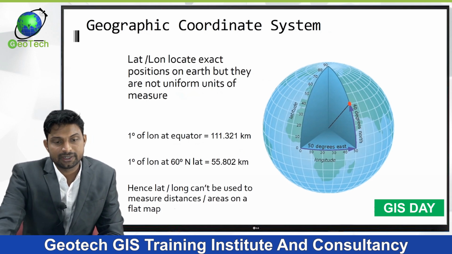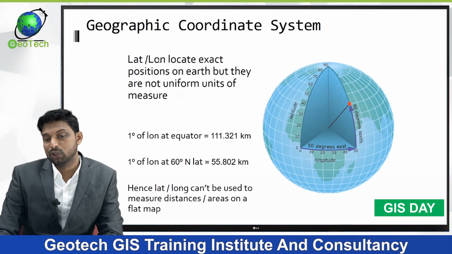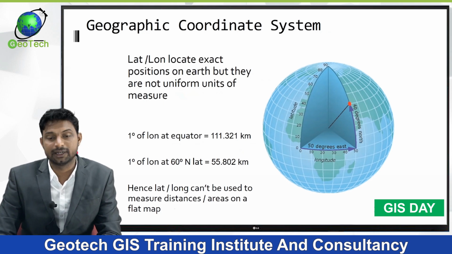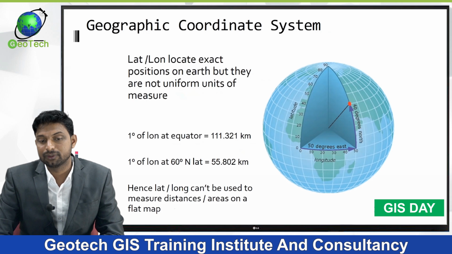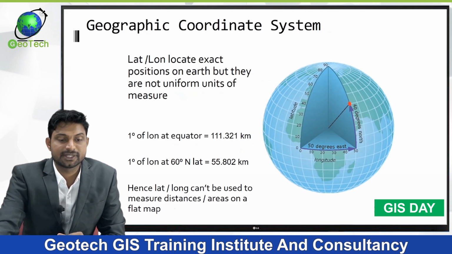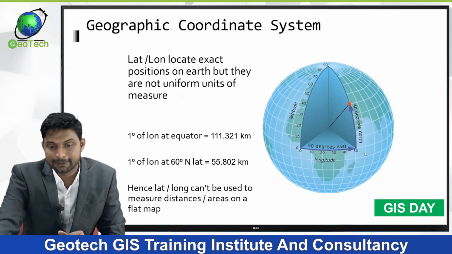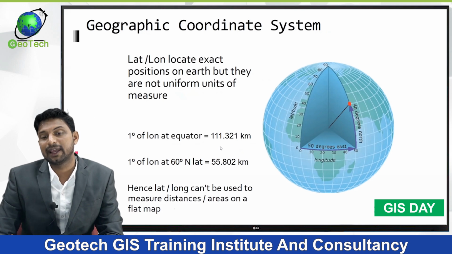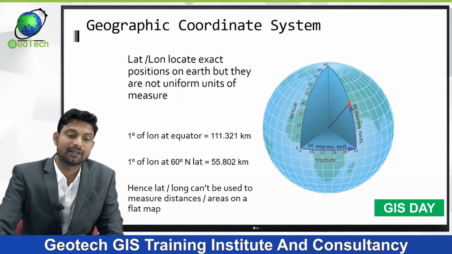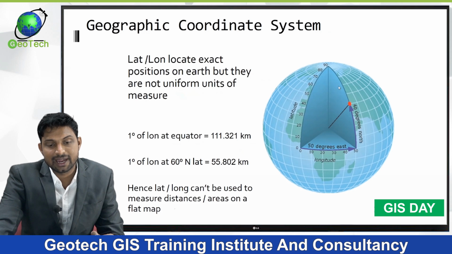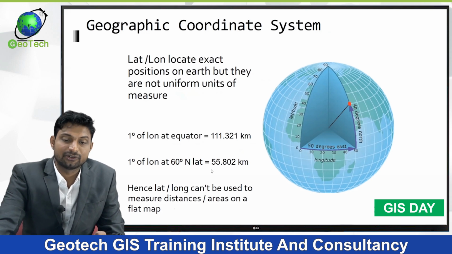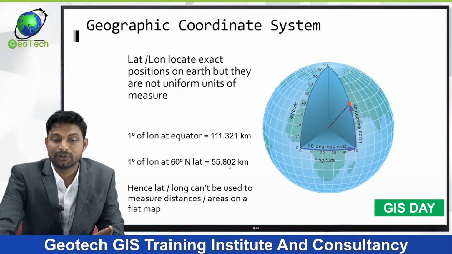So this is the geographical coordinate system, that is latitude and longitude, which locates an exact position on the earth, but they are not a uniform unit of measurement. Suppose that 1 degree of longitude at the equator is 111.321 kilometers. The same 1 degree of longitude at 60 degrees north latitude will be 55.802 kilometers.